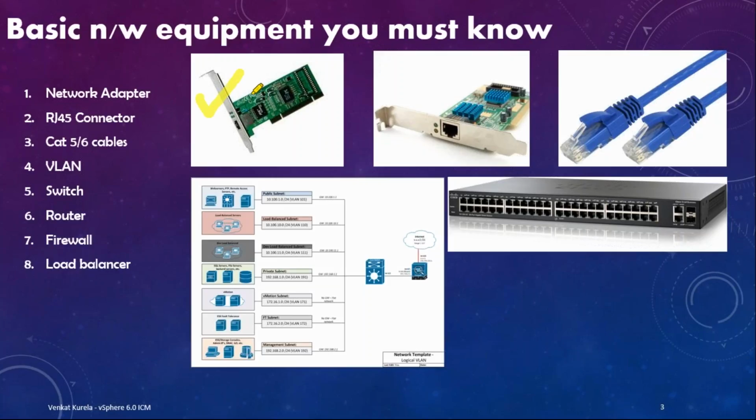This falls into layer one of your OSI model. This has got an RJ45 port here. You see the hole, that hole is called the RJ45 connector. And you have the cables for the network interface cards, called Cat5 or Cat6 cables. One side connects to this hole, and the other side connects to a port on the switch here. As you see here, this is called a switch.